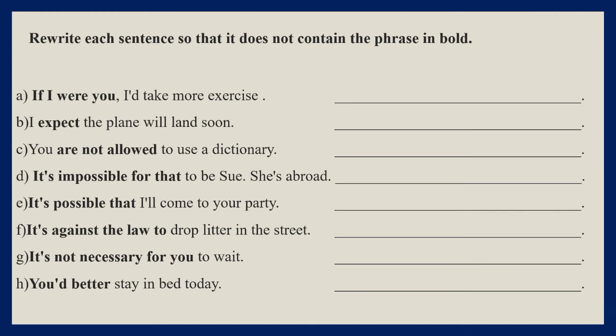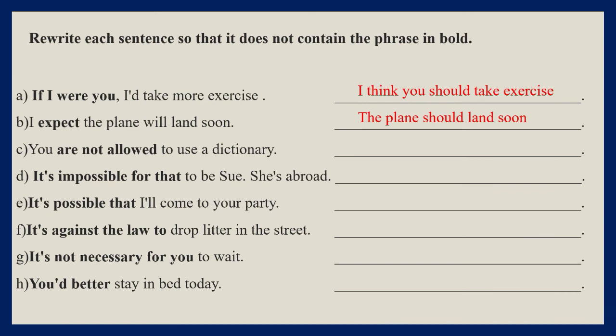Again, in here we are making a suggestion using the second conditional. So we use I think you should take exercise. So this is one way of expressing suggestion. B. I expect the plane will land soon. For the function of expectation, we can use should. The plane should land soon.